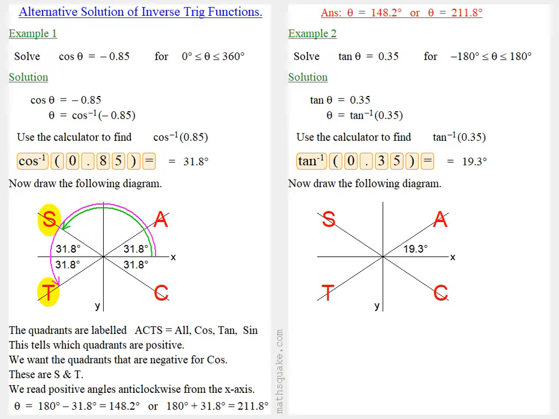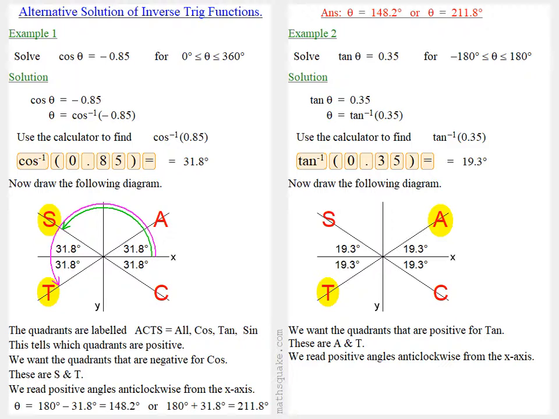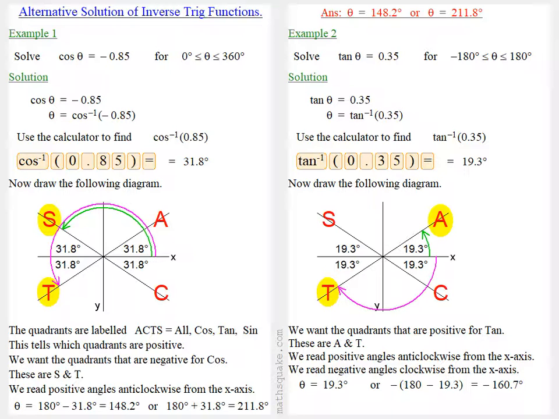Above the x-axis we write 19.3 degrees, and we do the same above the negative x-axis, below the negative x-axis, and below the positive x-axis. Now we want the quadrants that are positive for tangent. That's A, because all of them are positive, and T, because tangent alone is positive. So we want to read off the angles for those two lines. Now going anticlockwise, we can go 19.3 degrees, or going clockwise, we can go minus 180 plus 19.3 degrees, and this gives us minus 160.7 degrees. So we have theta is 19.3 degrees, or theta is equal to minus 160.7 degrees.